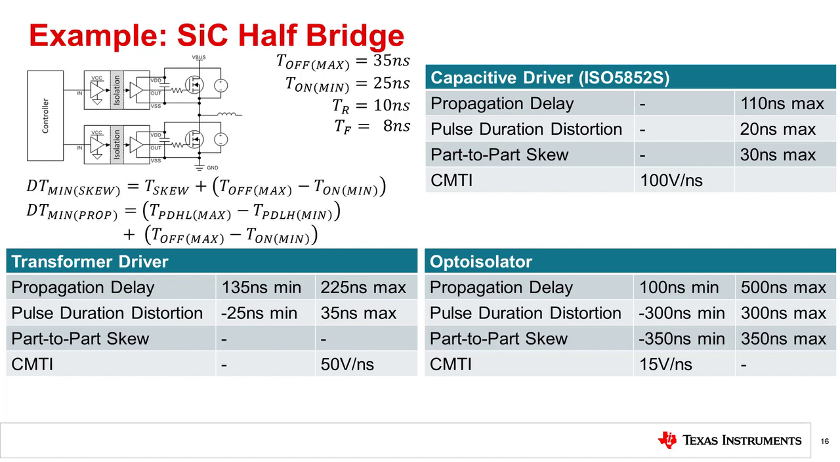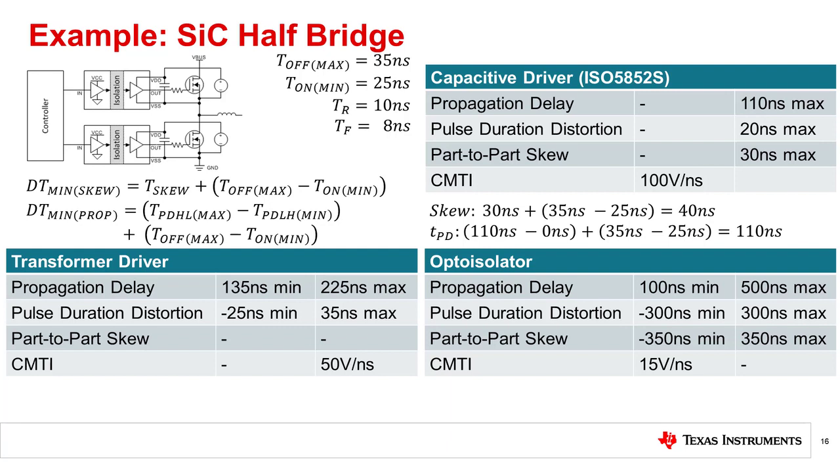These equations give the minimum conditions to prevent shoot-through in the bridge, for skew calculations, and for propagation delay calculations. For the capacitive driver ISO 5852S, the minimum required dead time based on part-to-part skew is 40 nanoseconds, though normally this is extended by a small amount to add some margin for error. Using propagation delay, the minimum dead time almost triples to 110 nanoseconds plus margin, since minimum propagation delay is not known and can never be less than 0 nanoseconds. If you find a driver with less than 0 propagation delay, please let us know.